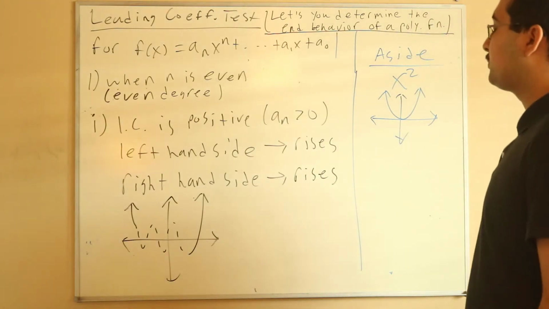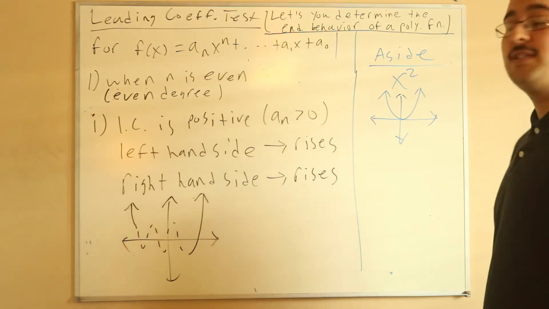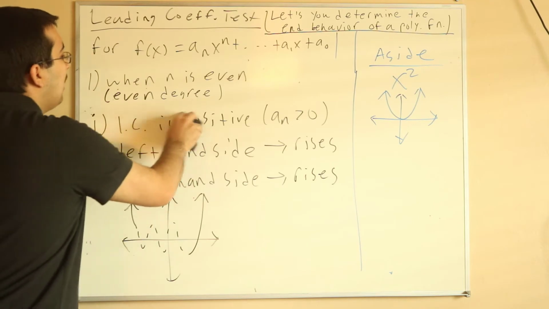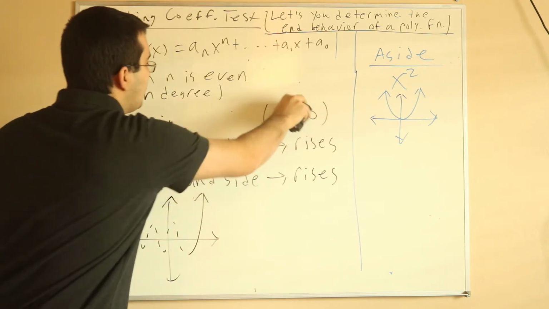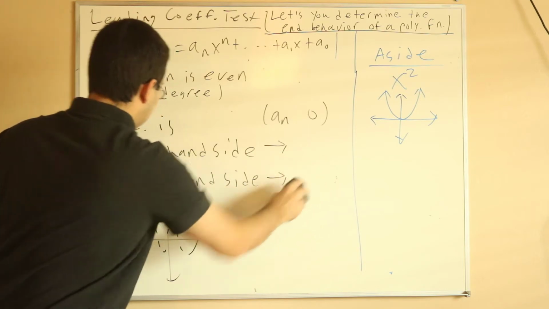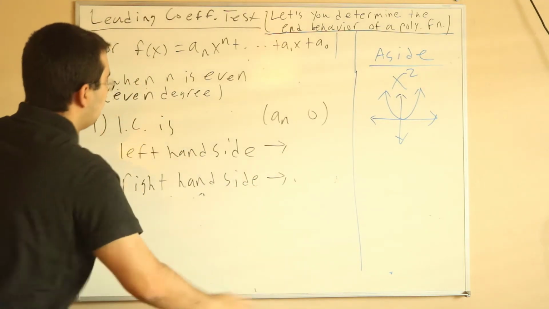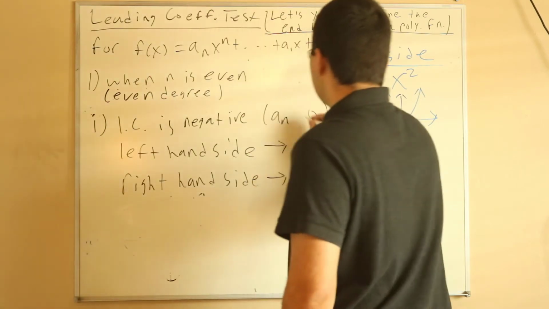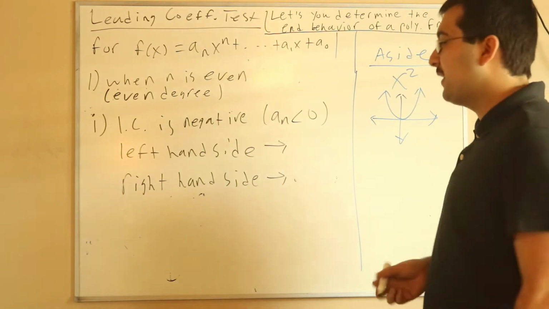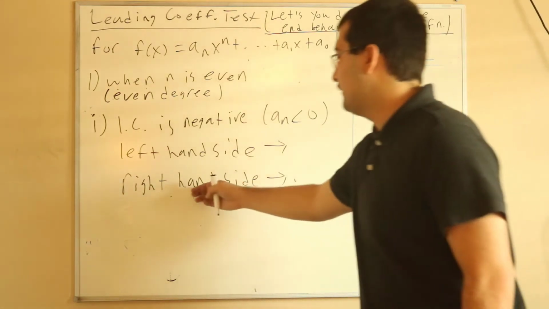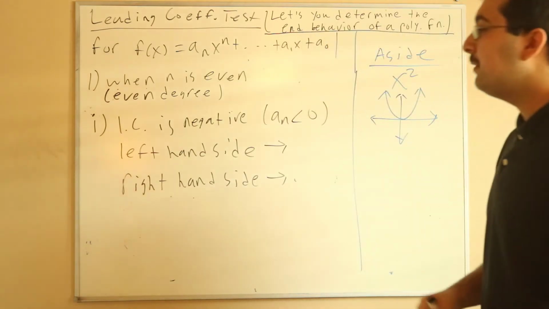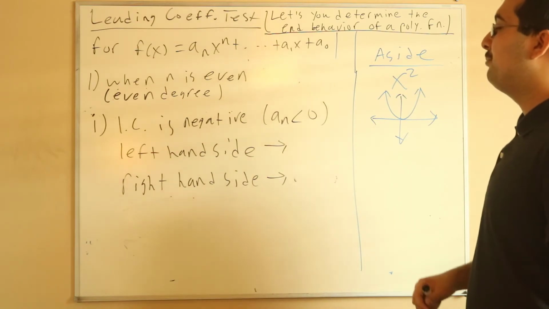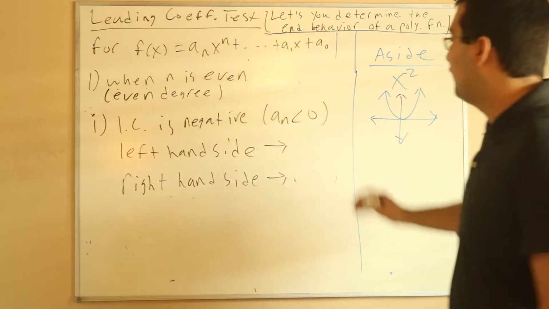Now then, let's go ahead and do the second subcase, the negative subcase. And hopefully in your heads, you should be able to already know what the second subcase results will look like. So if I have a negative leading coefficient, so a sub n is less than 0, what's going to happen on the left and the right-hand side? Well, hopefully you should be able to see in your heads. If you can't, no worries, no big deal. But what we're going to see is that both the left and the right-hand side will fall together. They both fall.